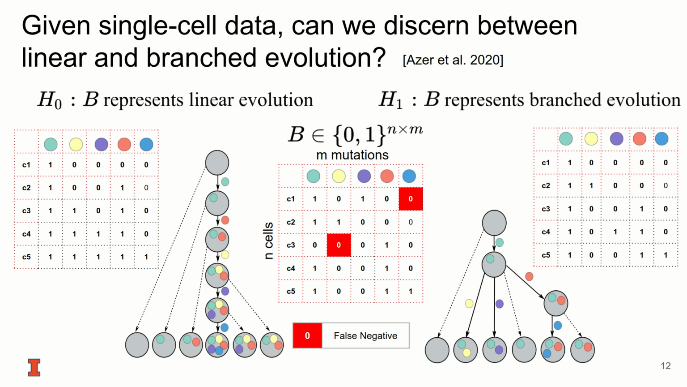So to achieve this, we first formulated a hypothesis test where the null hypothesis is that the single-cell data represents linear evolution, and the alternative hypothesis is that the mode of evolution is not linear and therefore contains branching. And I'll just note here, in our work, we narrow our scope to focus only on false negative errors because they're the most prevalent of the single-cell error types.